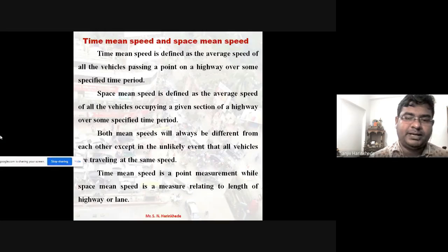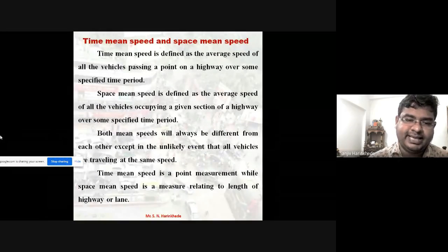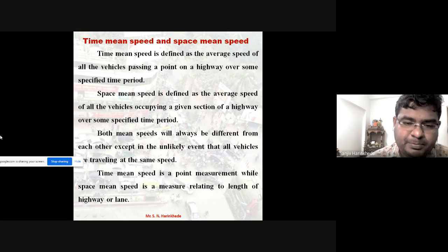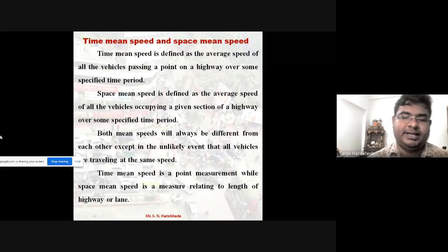Both mean speeds will always be different from each other, except in the unlikely event that all vehicles are traveling at the same speed. The time mean speed is a point measurement, while space mean speed is a measure relating to the length of highway or lane.